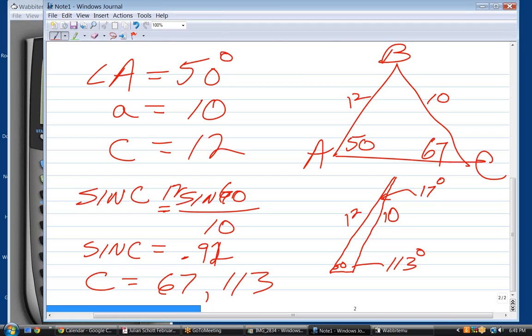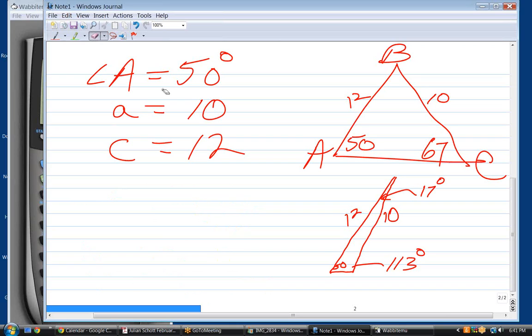Okay. Now we got to solve for both triangles. Let me erase some stuff here. Triangle number one. What do we need to solve for? Well, what can we solve for right off the get-go? We can solve for angle B, because we don't need the law of sines to solve for angle B. All we need to know is the sum of the angles is 180. This is 117. This has to be 63 degrees. We've already got the third angle in this triangle down here.